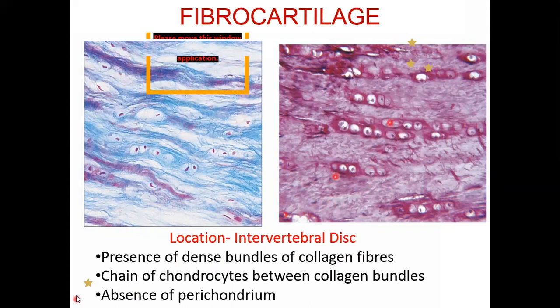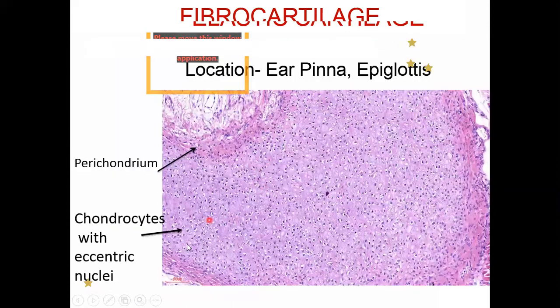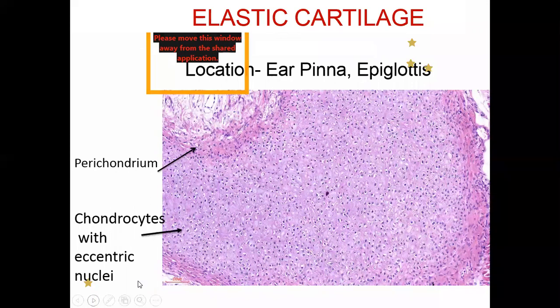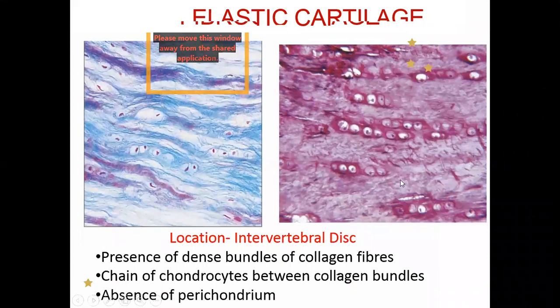By the way, in elastic cartilage there will be elastic fibers. It's not mentioned here, but it should be there. All this dark pink you're seeing is elastic fibers. Just write it down: there are also elastic fibers. All this dark pink you're seeing, that is elastic fibers. There are no elastic fibers here; it's collagen fibers.